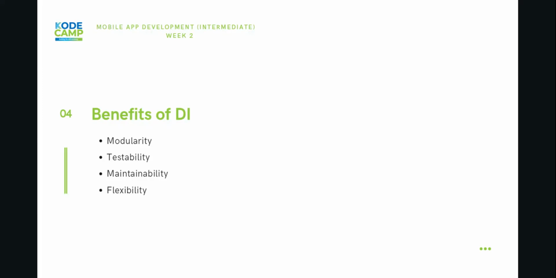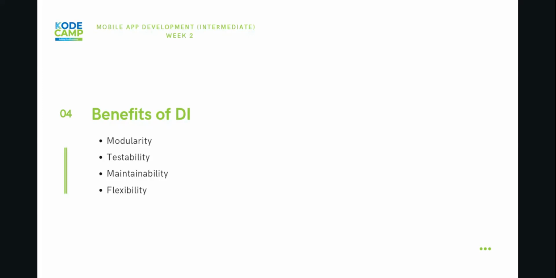Now for maintainability, DI reduces tight coupling between your components. When it's tightly coupled, it means that there's a high level of dependency between two objects or two components. And of course, if there is a high level of dependency between two components, it means that when you modify one, it greatly affects the other. So DI reduces that tight coupling, and that makes it easier to maintain and extend your code base without affecting other parts of your application.